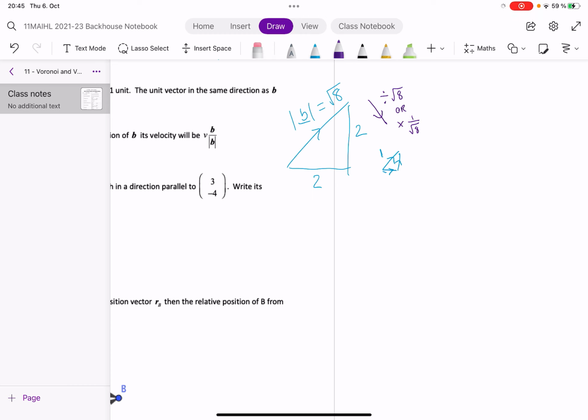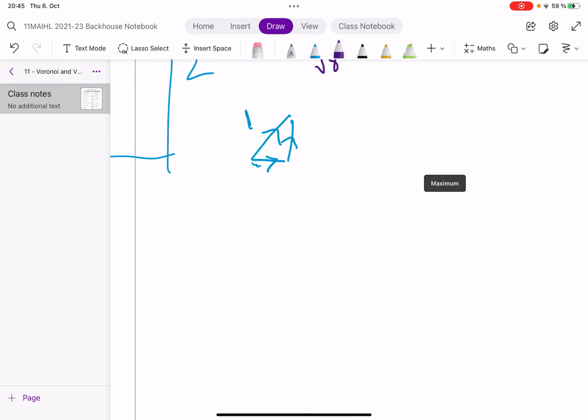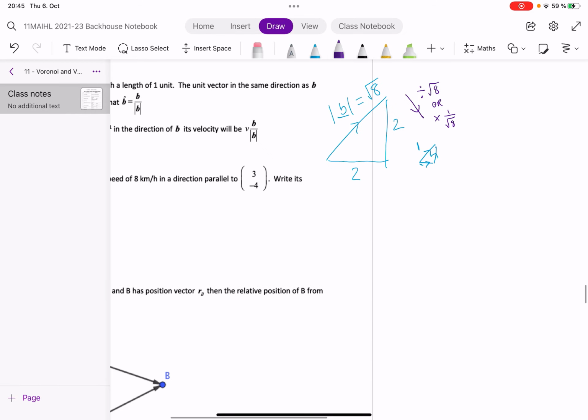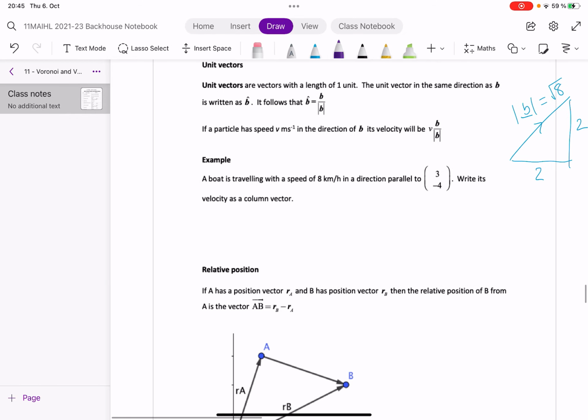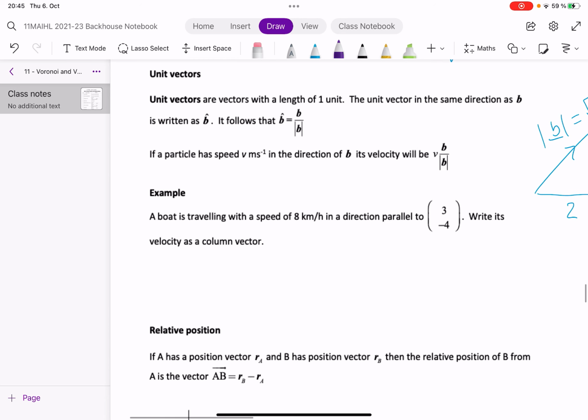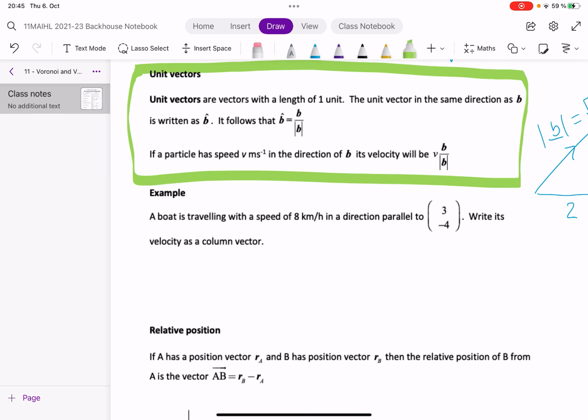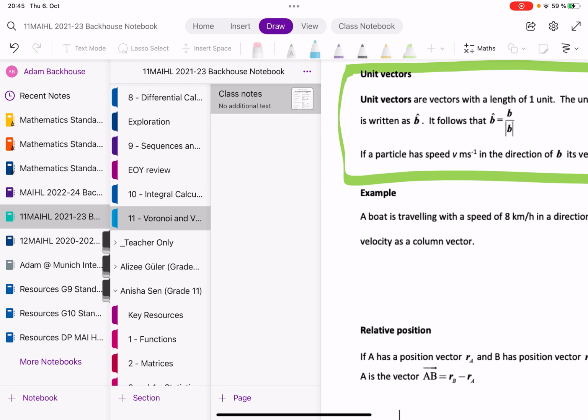So I'm dividing by the magnitude. What that does is it shrinks it down and it finds me the vector that goes in the right direction but has a size of 1. Okay, so I'm going to put this in a green box because this is something that we need to learn, I'm afraid. I don't think it's something that's in our formula guide.